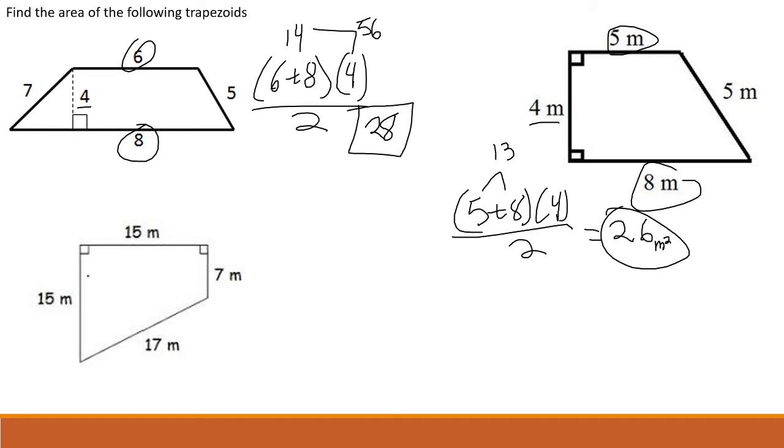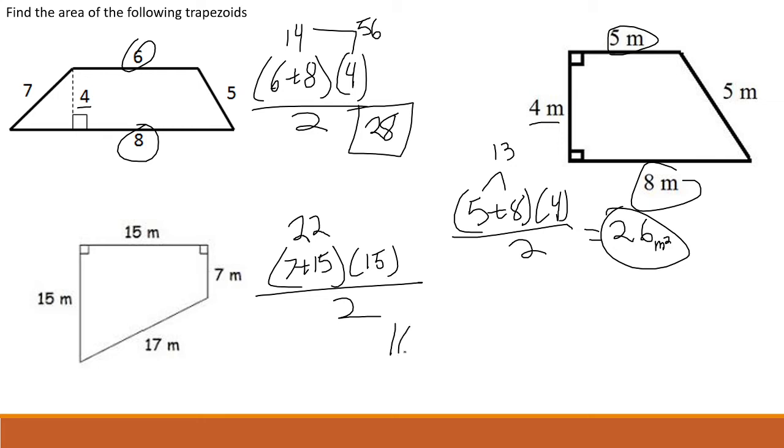And then this one down here is the same deal, it's just on its side, right? So it's still going to be 7 plus 15, and then we're going to take that big thing and multiply it by 15, and then divide that by 2. So 7 plus 15 is going to give us 22, and then 22 times 15 divided by 2 is going to be some rather large number, so let's go ahead and calculate that out. 22 times 15 is 330, divided by 2 would give you 165. So 165 meters squared.